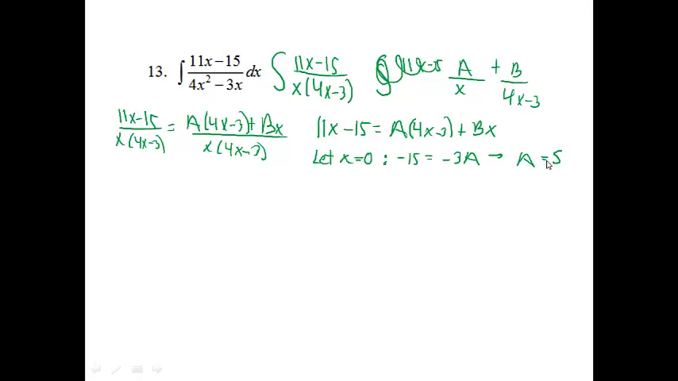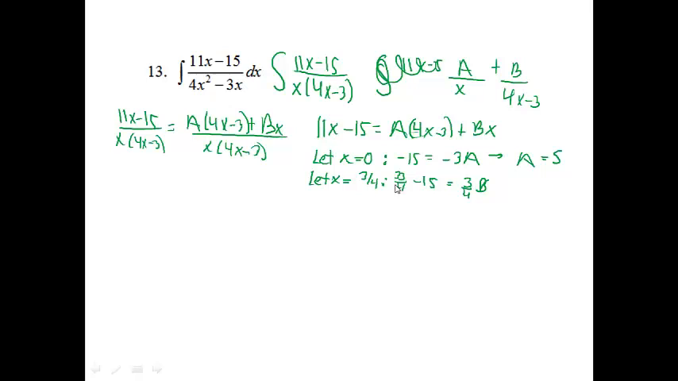And then from here, let's let x equal, we would have to let it equal 3/4. So if x is equal to 3/4, the A will drop out. Let's do it here. This will, I think, end up being 33/4 minus 15. And then that will equal, that will drop out, and then I'll get 3/4 B.